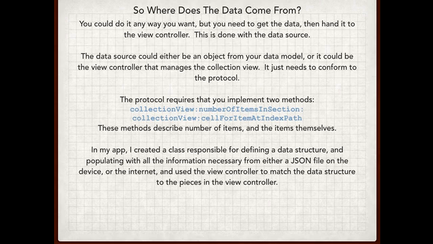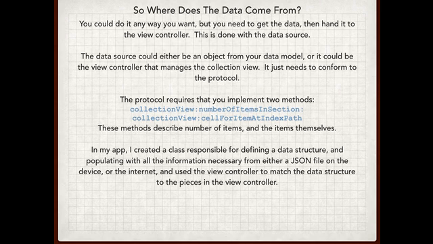So where do you get your data? There's a lot of different ways that you can do it. Basically, you have to get the data from somewhere and then hand it to the view controller via your data source. You can create an object, and then you can declare that to be the data source of your view controller. Or you can use the view controller itself to do that management, but basically you just need to write something that conforms to the protocol of a data source.